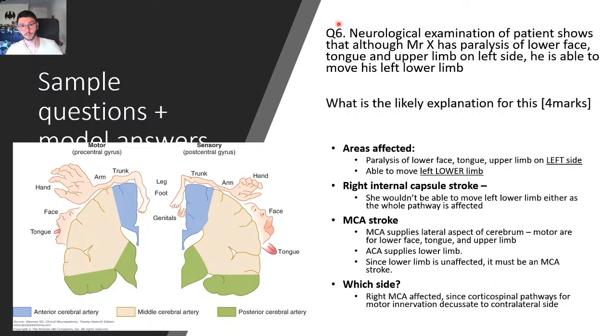Therefore, for number 6, what we ask here is you have to look at the sides that are affected and picture the human homunculus. I always draw a diagram like this when they ask the question, and you would see legs on top, arm, hand, face, and then you have the posterior cerebral artery.